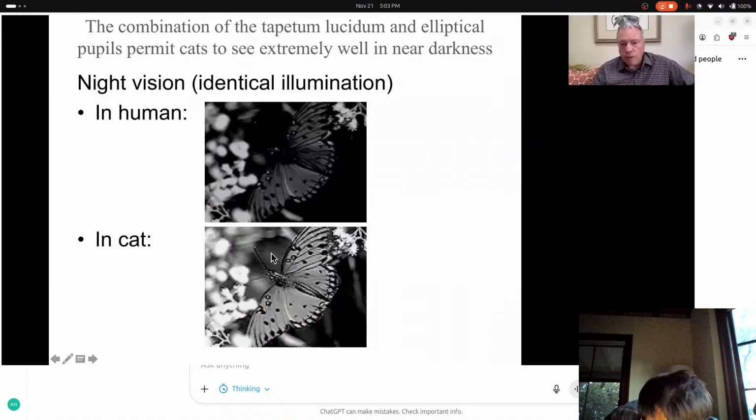So here's that butterfly we looked at before. In the dark, where we're using our rods because our cones aren't sensitive enough, we would see maybe that much of the image, where the cat, with its dichromatic vision and its tapetum lucidum, would be able to see that much detail. So they can see in the dark much better than we can because of this tapetum.